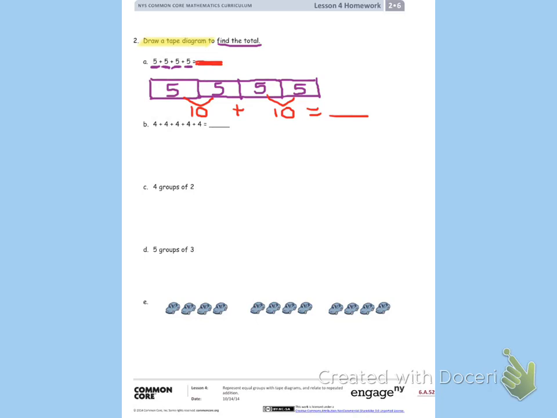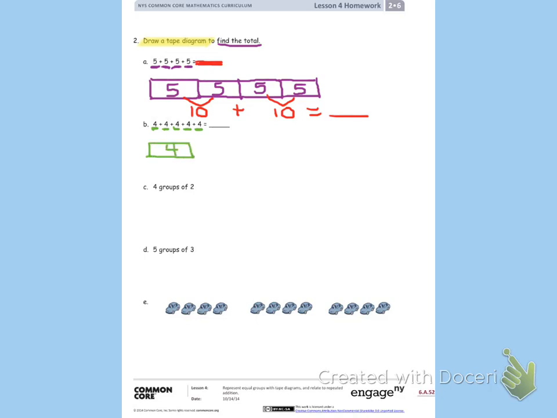Now let's look at item B. Item B shows a repeated addition equation with 4s. Let's see how many groups I'll need to draw. 1, 2, 3, 4, 5. I need to draw 5 groups of 4.